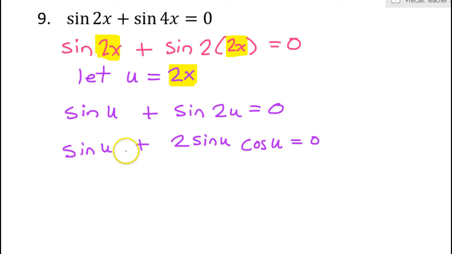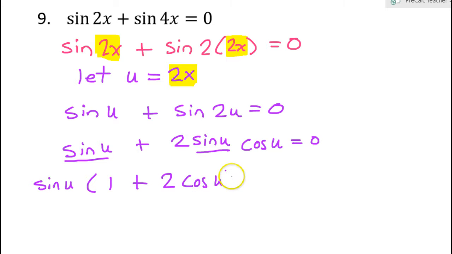So now this is an equation that I can solve. First of all, there is a common factor now. I have sine of u in both of these terms. So I'm going to factor that out as a GCF. I'm going to pull my sine u out in front of parentheses, and that's going to leave behind 1 plus 2 cosine u is equal to 0.